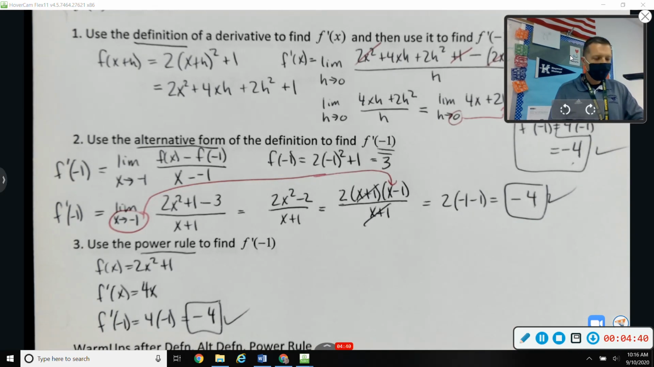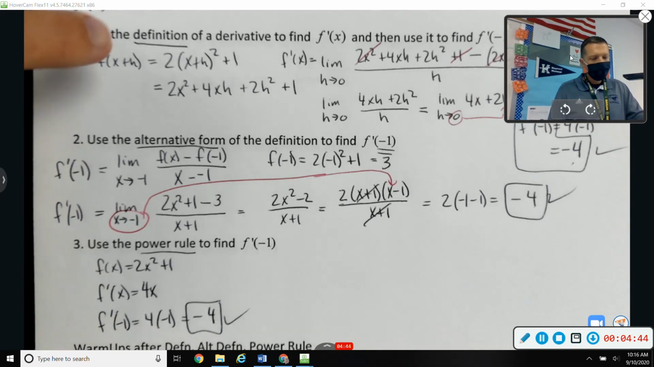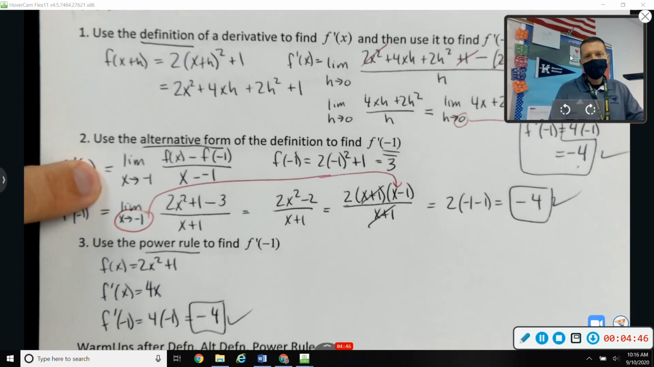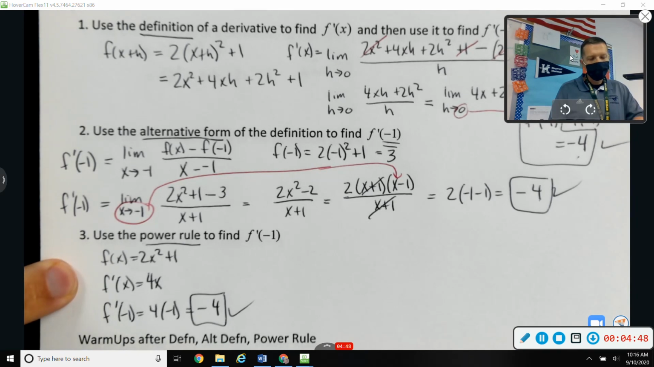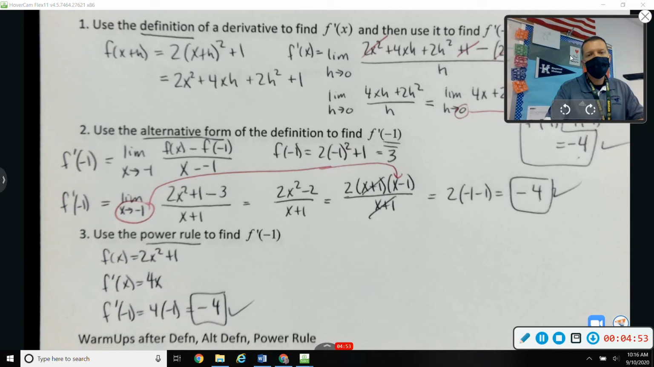So hopefully that's a good little overview of kind of the 3 lessons we've done so far. Definition of a derivative, alternative form, and our favorite power rule, which is a great little shortcut. So hopefully that's helpful to see all 3 at once and maybe make things a little bit clearer.